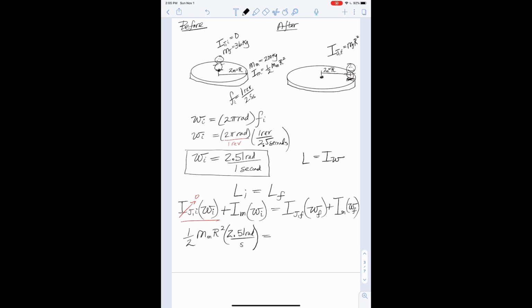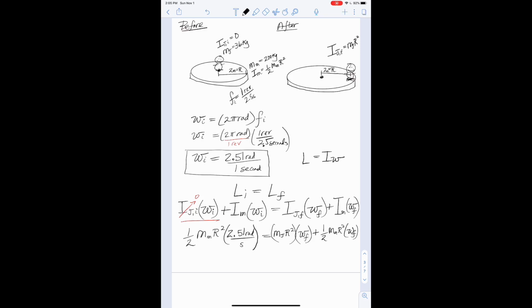We can then set that equal to I Joey final, which he's a point mass. So we're going to have the mass of Joey times r squared times omega final, which we don't know. That's actually what we want to solve for, plus Im, which is once again the 1/2 m m r squared times omega f.